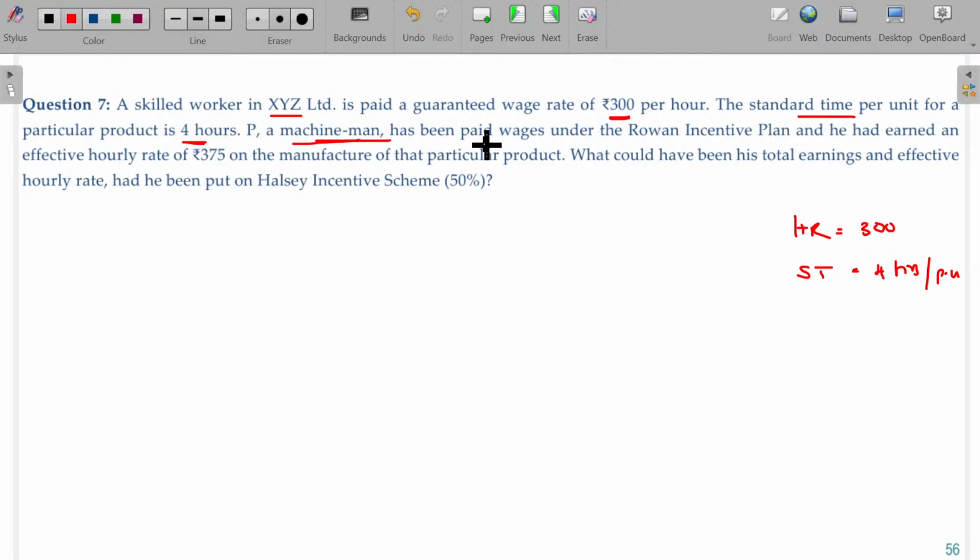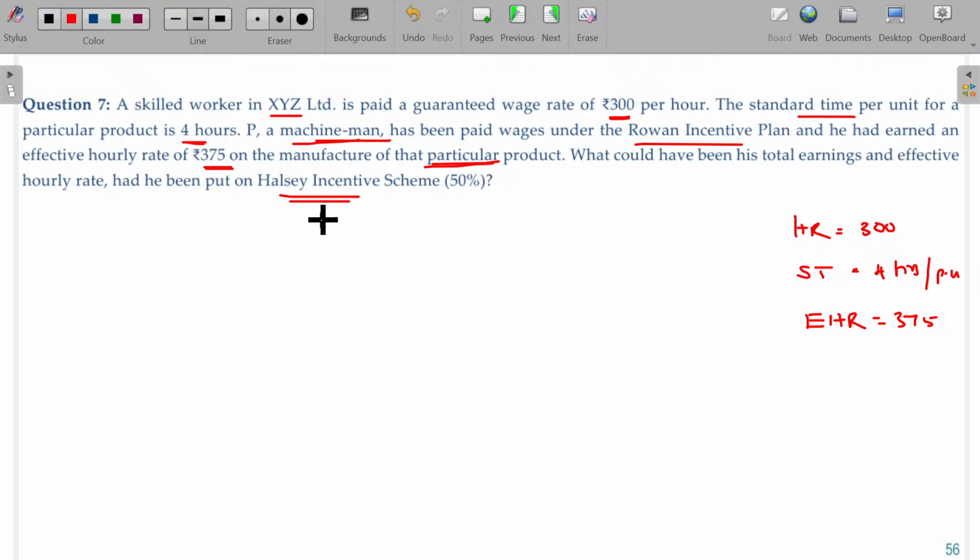P, a machine man, has been paid wages under Rowan incentive plan. He had earned an effective hourly rate of 375 on manufacture of the particular product. What could have been his total earnings and effective hourly rate had he been put on Halsey incentive plan? So under Rowan incentive plan, he gets 375 as his effective hourly rate. Then we need to find out the time saved based on this as a missing data and apply Halsey incentive scheme.